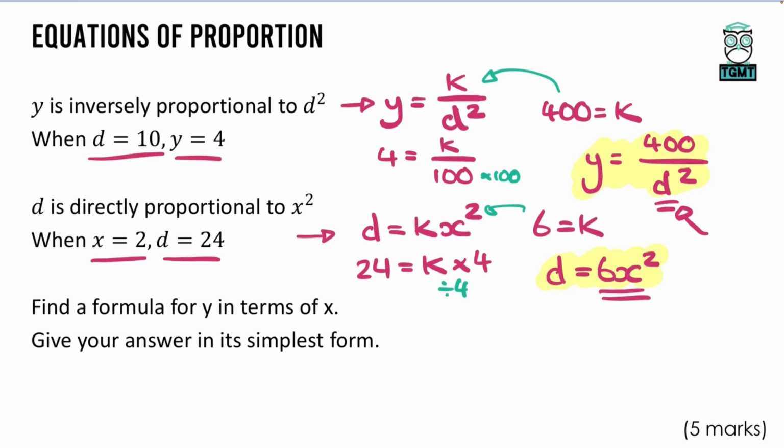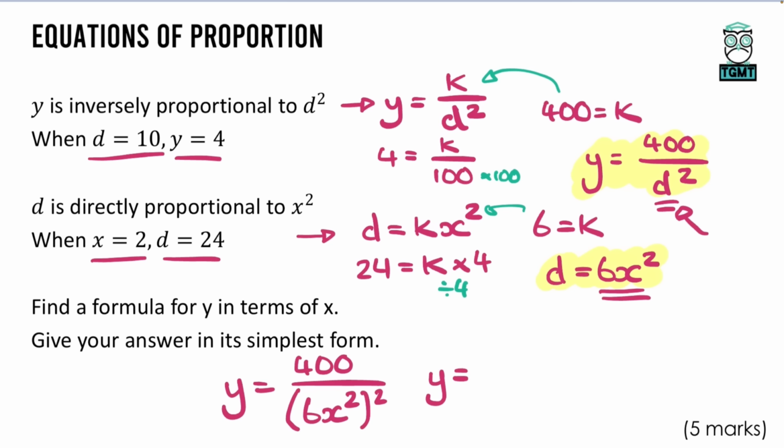So all I'm going to do is replace the letter d with 6x squared, and when I do that we get y equals 400 over 6x squared, but it was d squared, so that whole thing is still squared in this question. 6x squared multiplied by 6x squared: 6 times 6 gives us 36, and x squared times x squared would give us x to the power of 4. That is now a formula for y in terms of x.